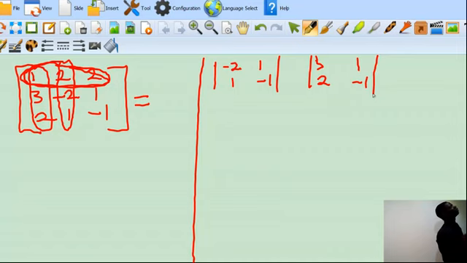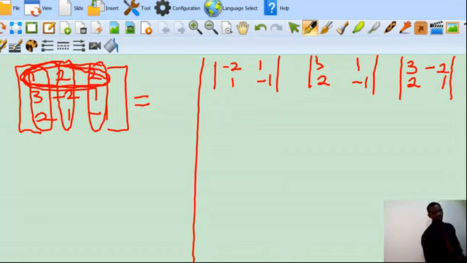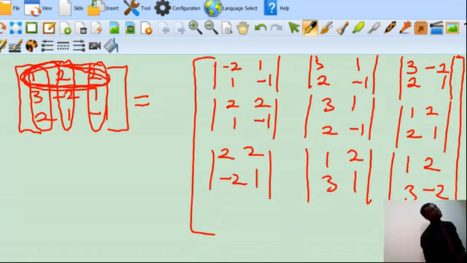You repeat the same procedure for the last element in the first row, and if you do that, it means you are left with 3, -2, and 2, 1. You follow the same procedure for the second row. Now, from this you can obtain your minor for matrix A.